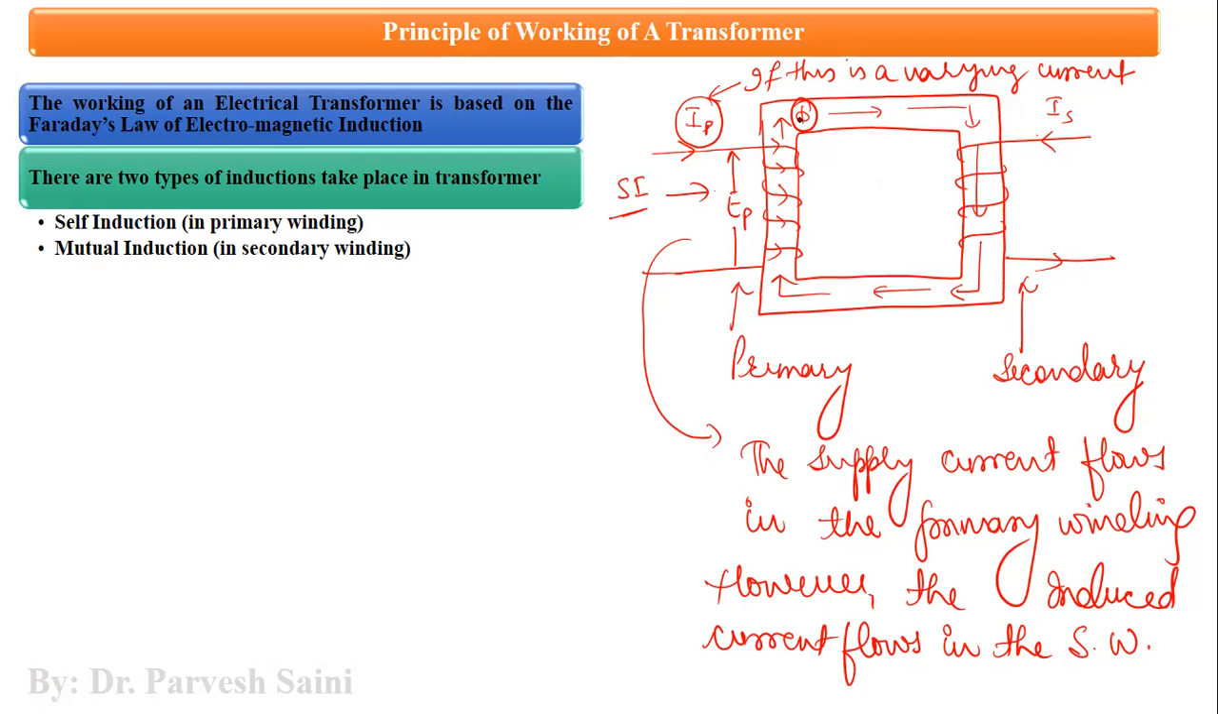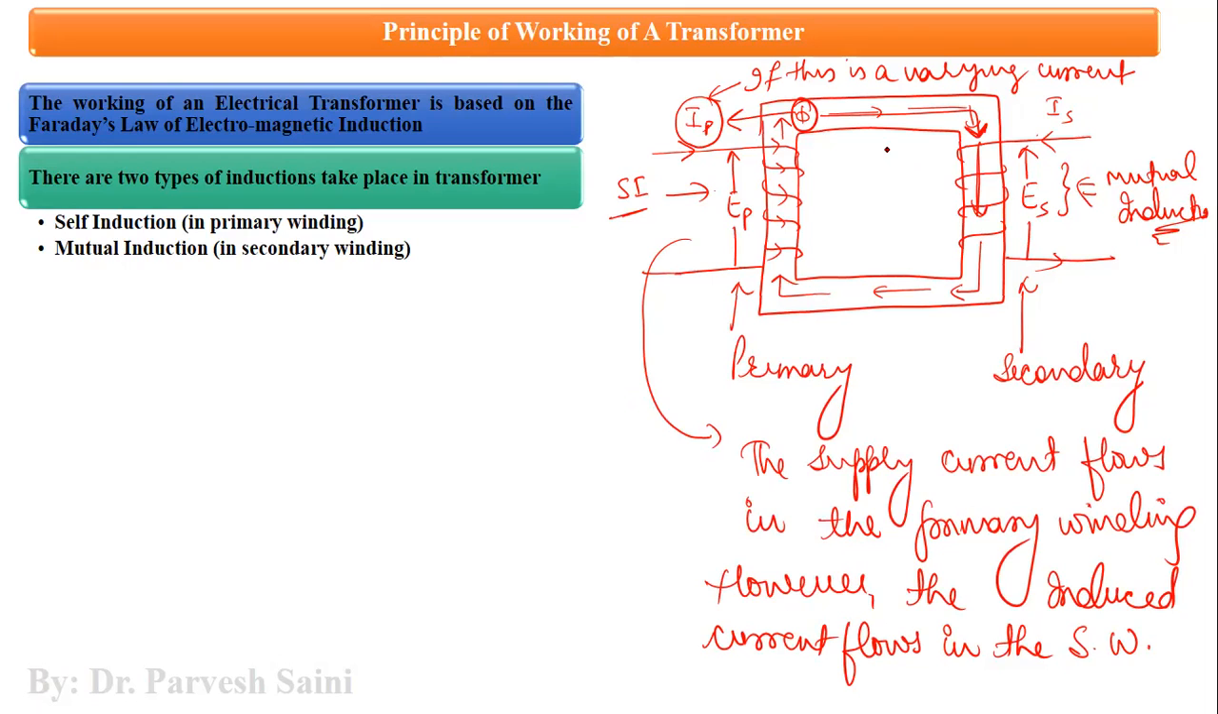Now if this flux which is produced because of this current reaches the secondary winding and links with the secondary winding and produces a current in the secondary winding, then there is an EMF that is induced in the secondary winding. So this EMF is because of the mutual induction. It is because of mutual induction, right? So both types of inductions take place in a transformer.